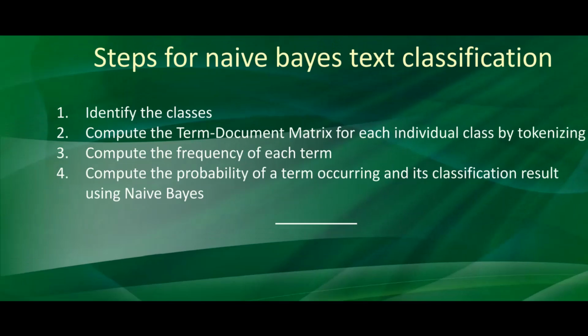So the steps involved in naive Bayes text classification are to first identify the classes. Second is to compute the term document matrix for each individual class by tokenizing. Tokenizing is just replacing all the strings with a numerical value, and then computing the frequency of each term. Finally, compute the probability of a term occurring and its classification result using naive Bayes.